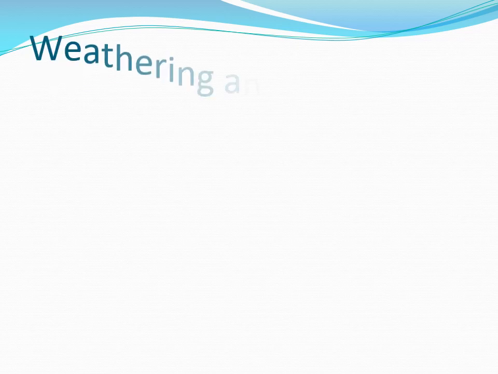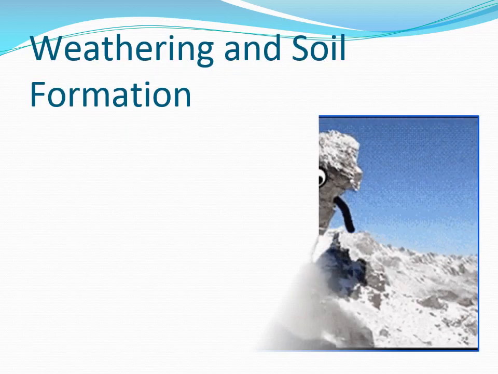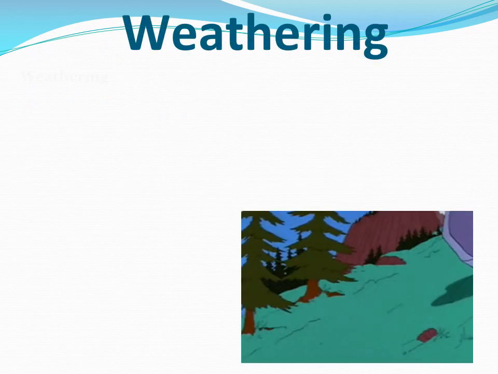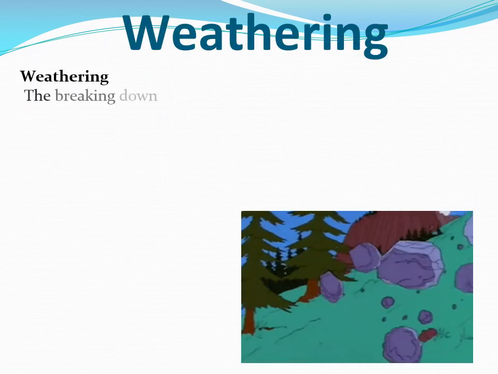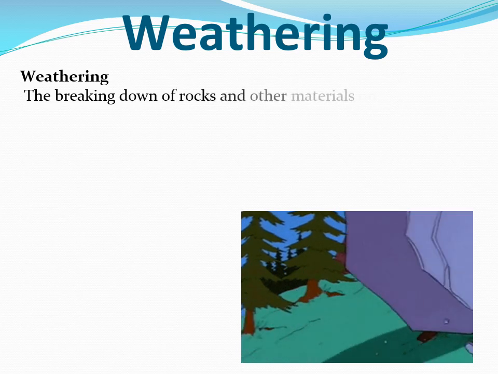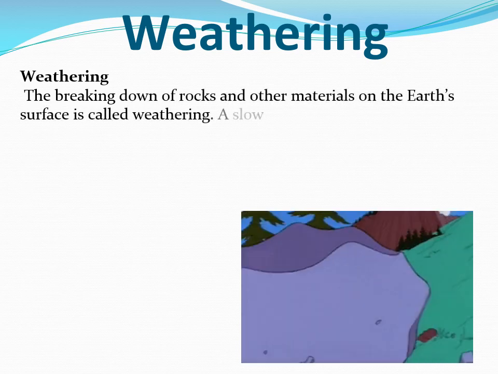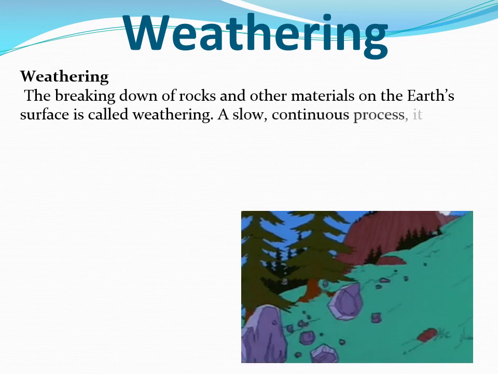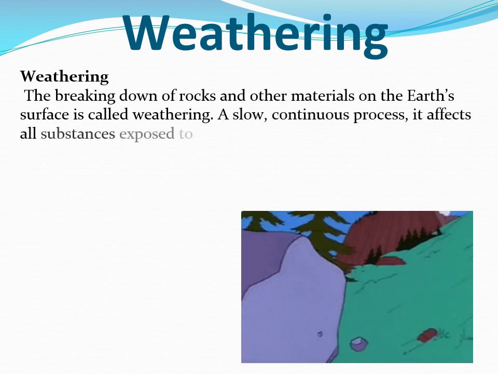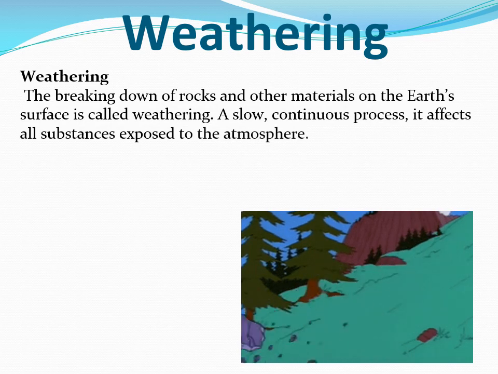Learners, today we are going to learn about soil weathering and formation. What is soil weathering? In simple words, the breaking down of rocks and other materials on Earth's surface is called weathering. It is a slow, continuous process. It affects all substances exposed to the atmosphere.